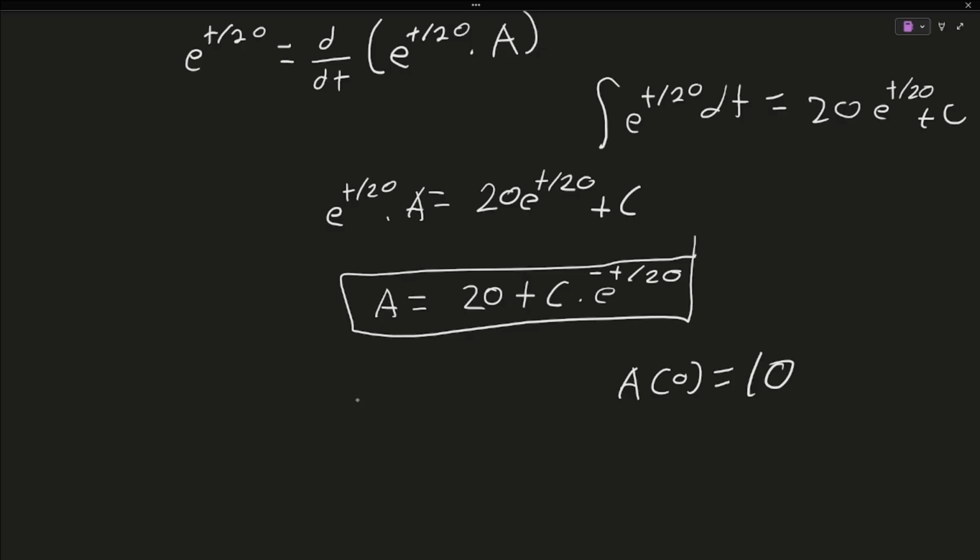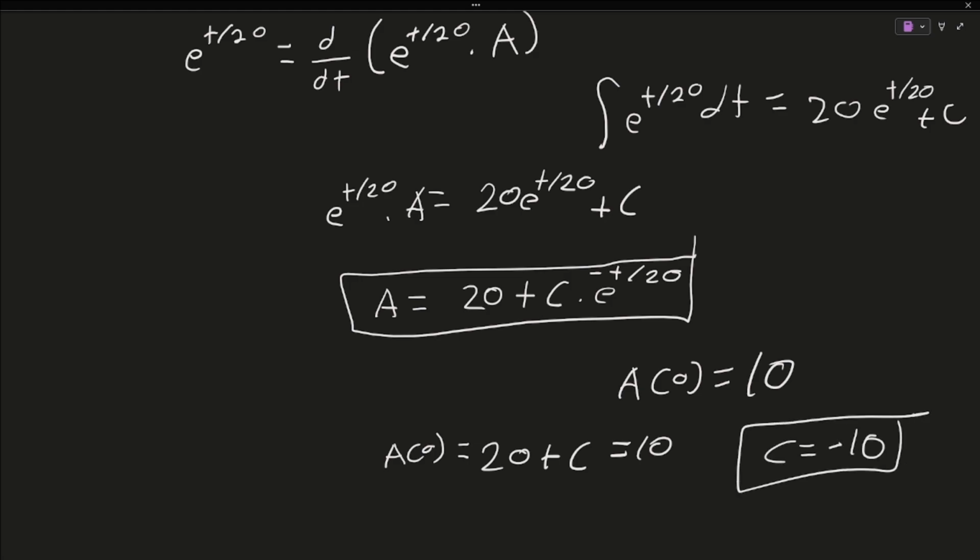So we just go ahead and plug in that initial condition. A0 will be 20 plus c times e to the 0, which is 1, so we will have c times 1, which is c, and this will be equal to 10. That means that c is negative 10. So our particular solution for the differential equation will be 20 minus 10 e to the minus t over 20.